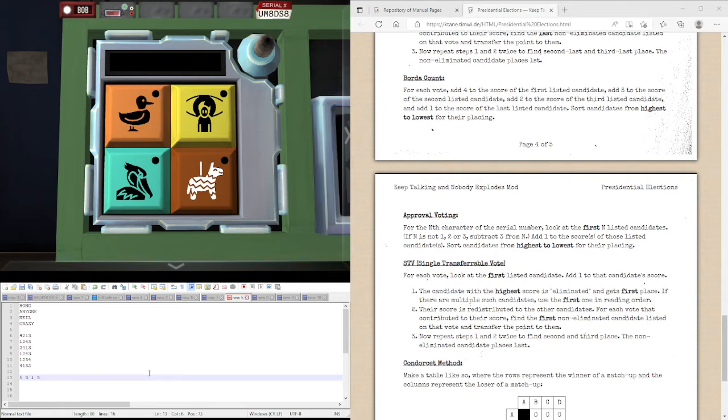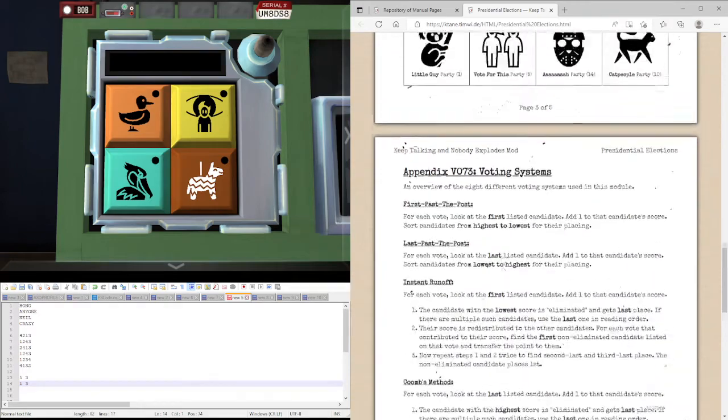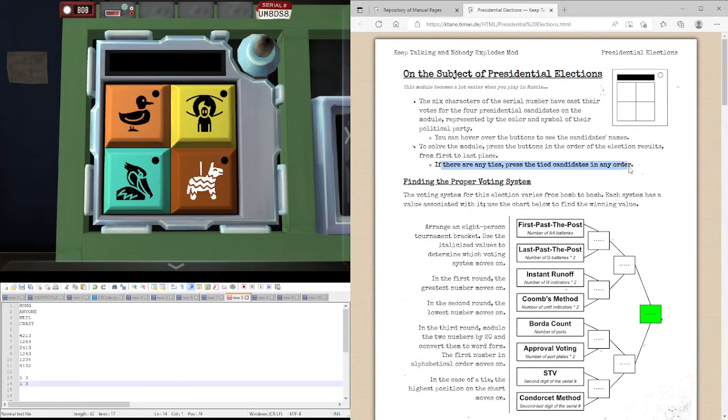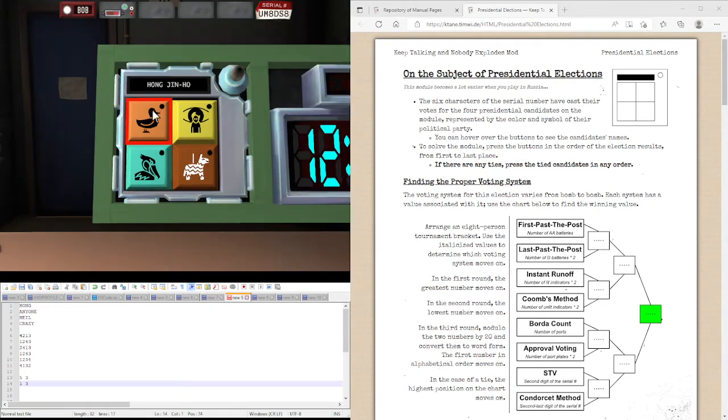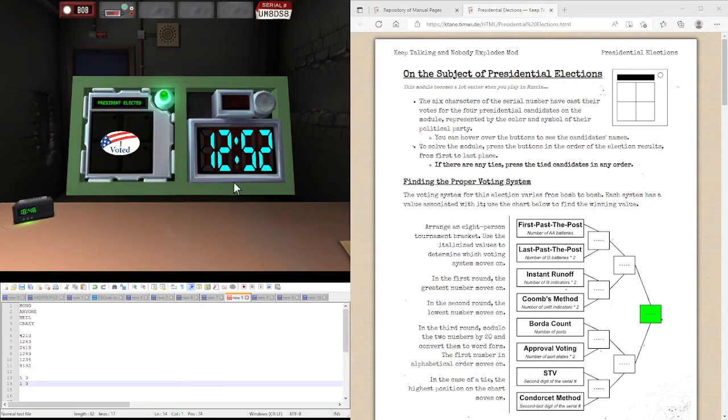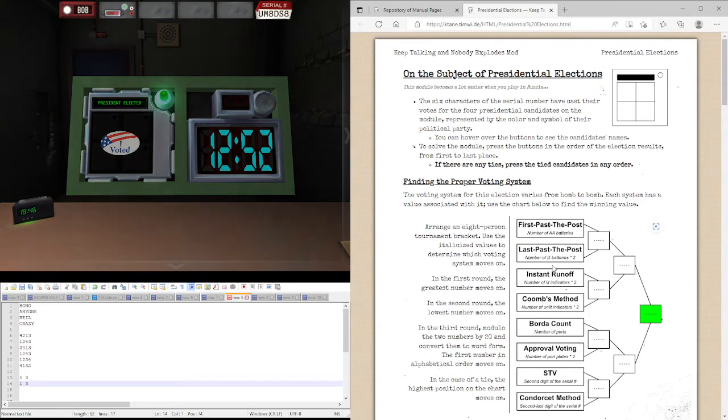Now hopefully if I've done this right, I know I say that every time. We order these from highest to lowest, where it says if there are any ties, press the tied candidates in any order. So if we've done this right, Quack Quack should be first. Then we should be able to press these two in either order, and then we press this one. And that is how you do your presidential elections.